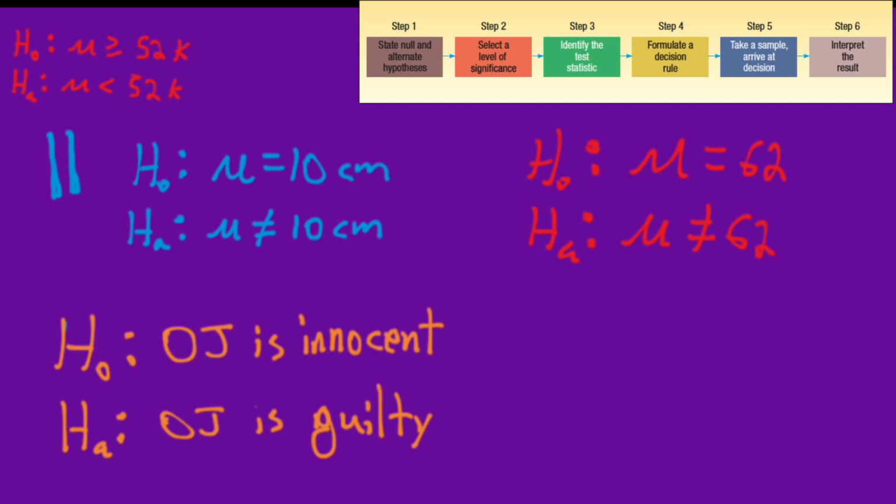So this is how we set up null and alternatives. We'll have some more practice with this as we go. And as we turn into step 2 and talk about level of significance, I think it'll become more clear as to how we treat the null and the alternative and what we're looking to do.